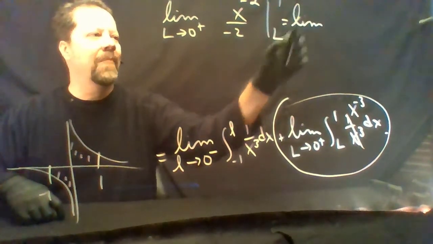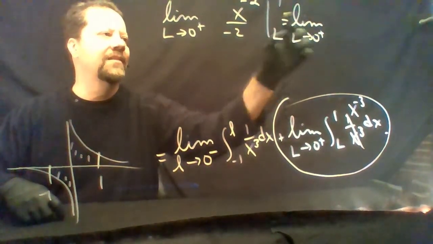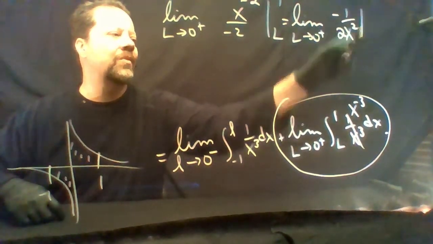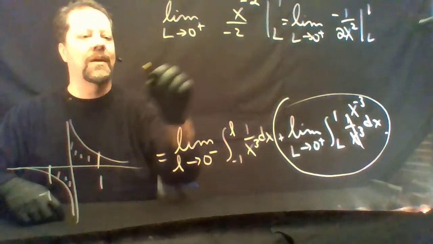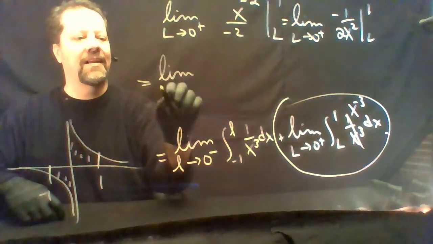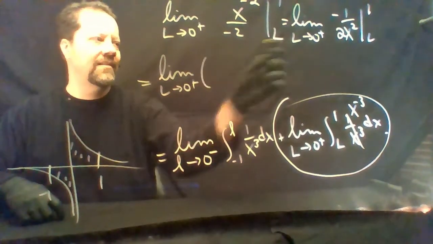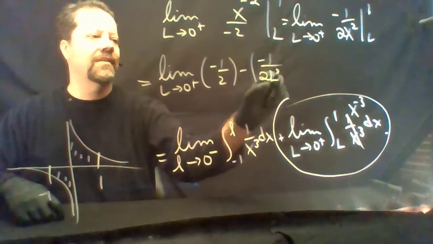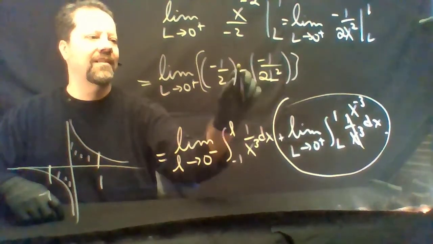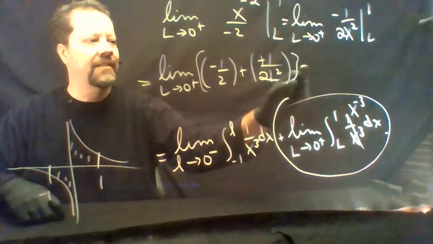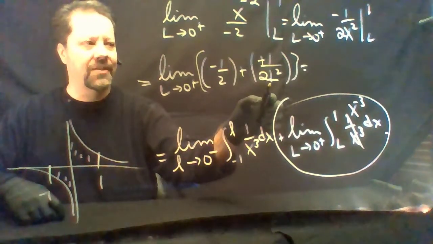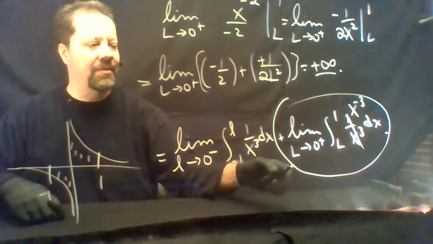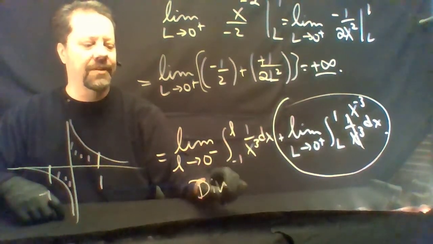And that's the limit as L goes to 0 from the right. We can write this as -1 over 2x squared evaluated from L to 1. And that's the limit as L goes to 0 from the right of -1/2 minus -1 over 2L squared. Minus a negative is positive. L is going to 0 from the right, so the whole thing goes to plus infinity here. That means that this original integral diverges.